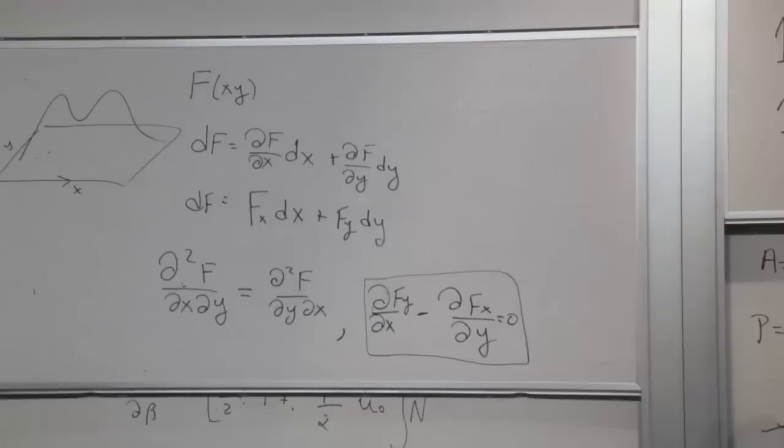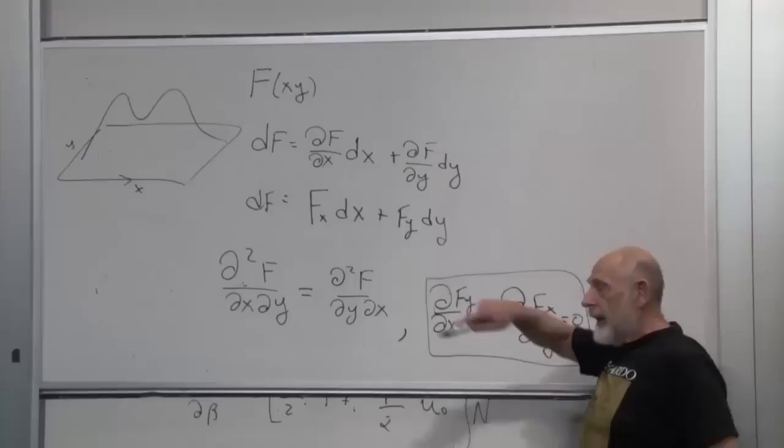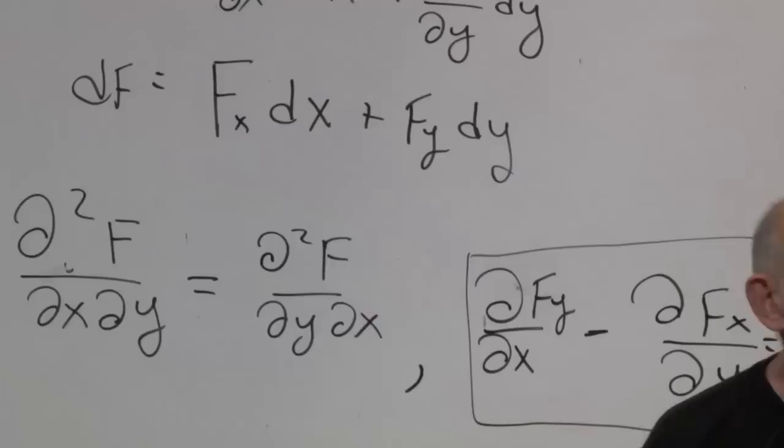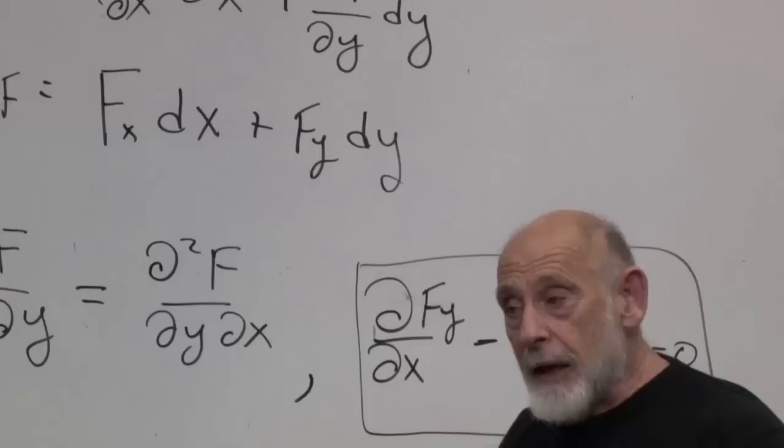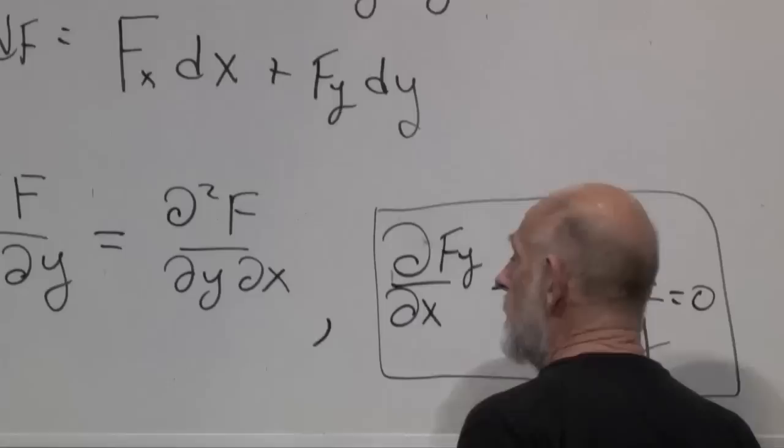This is the curl. And given an object, a set of components, two components of a vector, you can ask, are those two components of the vector really the gradient of some function? Is there really a function of which fx and fy are the components of the gradient? And the test is this, that the curl should be equal to 0. There's another implication of the curl being equal to 0. I'll tell you what it is.